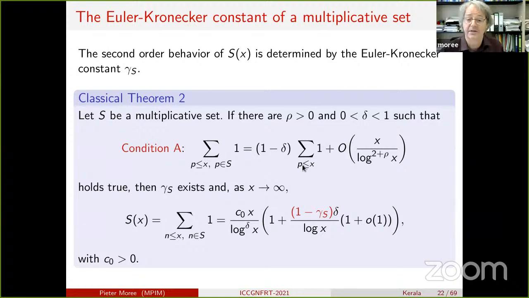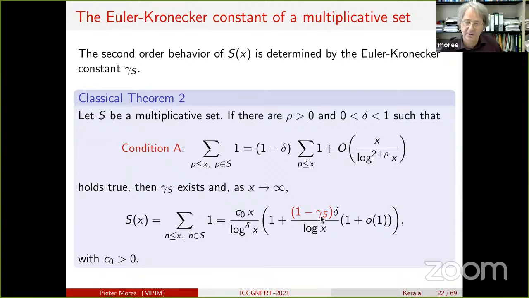And this is some little technical thing: you say 1 minus delta. You get nicer results further on. So this is in some sense the thing to do. Alternatively, what's the interpretation of the delta? This is the density of the primes that are not in S. And if this condition is satisfied, then we get the following asymptotic and second order term for the counting function S of x. And here we get the Euler-Kronecker constant of the set S.